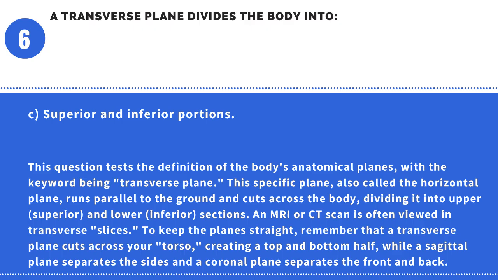To keep the planes straight, remember that a transverse plane cuts across your torso, creating a top and bottom half, while a sagittal plane separates the sides and a coronal plane separates the front and back.